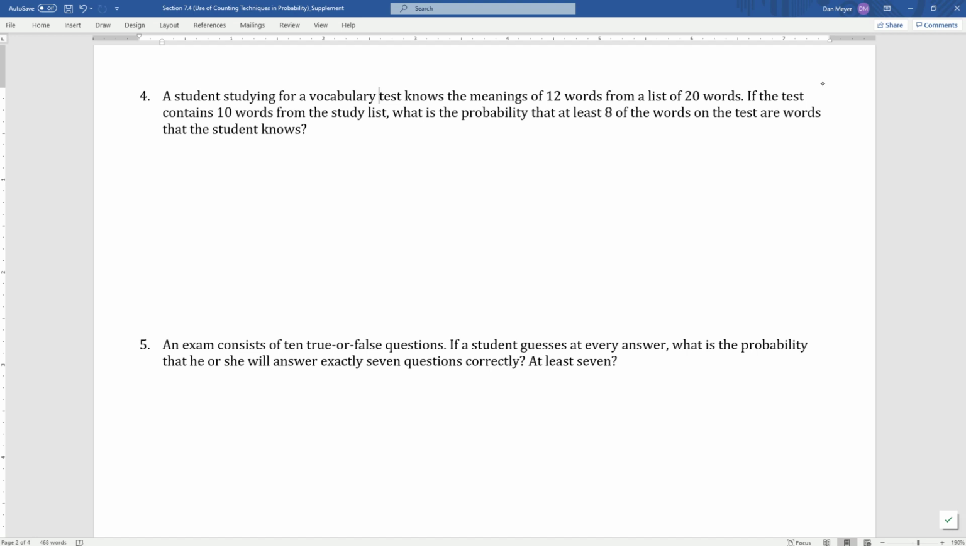So again, one of the things that jumps out at me right away is at least 8. I also see that we have a selection set of words. There's 20 words in our selection set, and that's partitioned for us. The student knows 12 known, and I guess that means 8 unknown. I guess we'll call it known complement, 8 unknown. So there's a couple things going on. We have some ideas going on here.